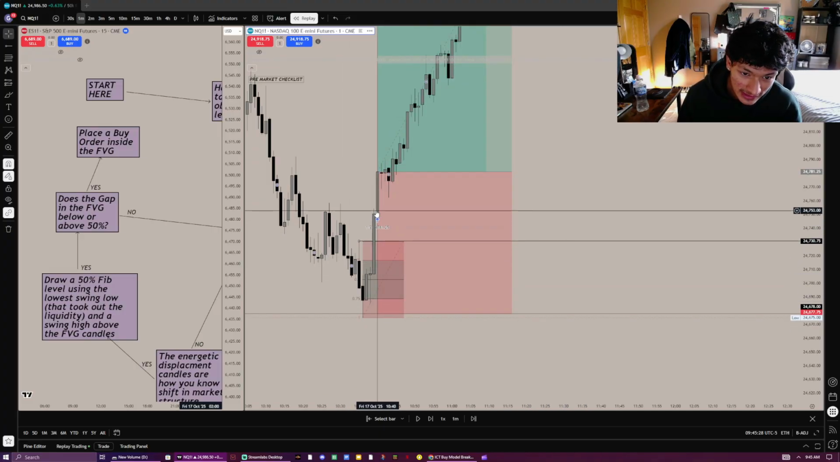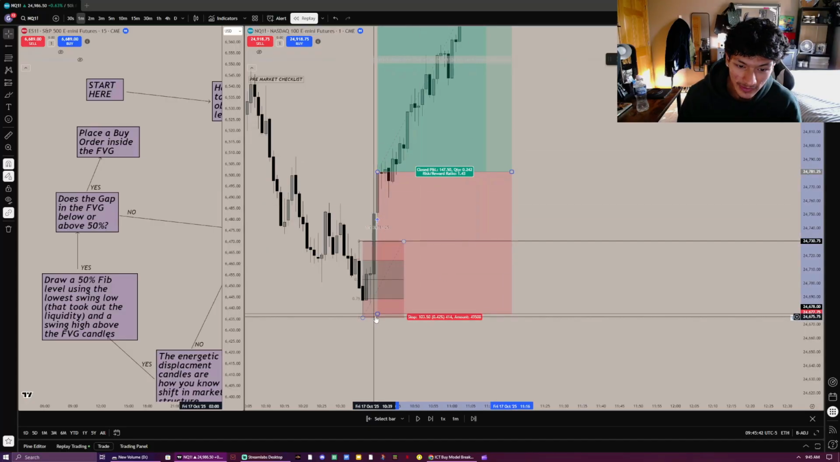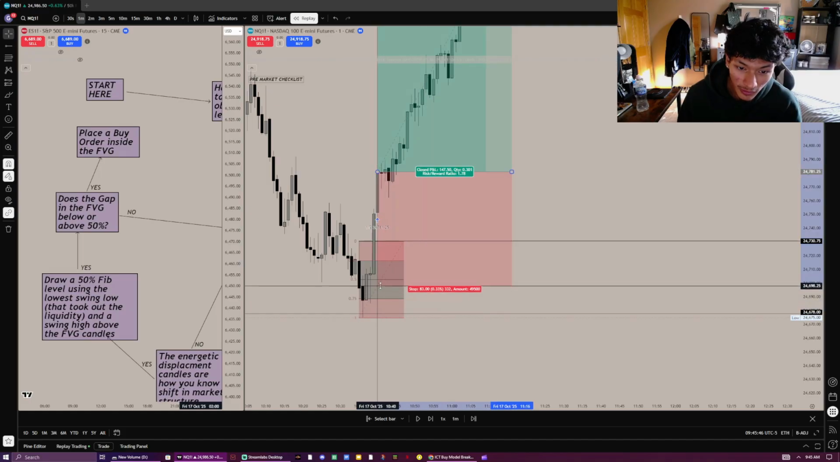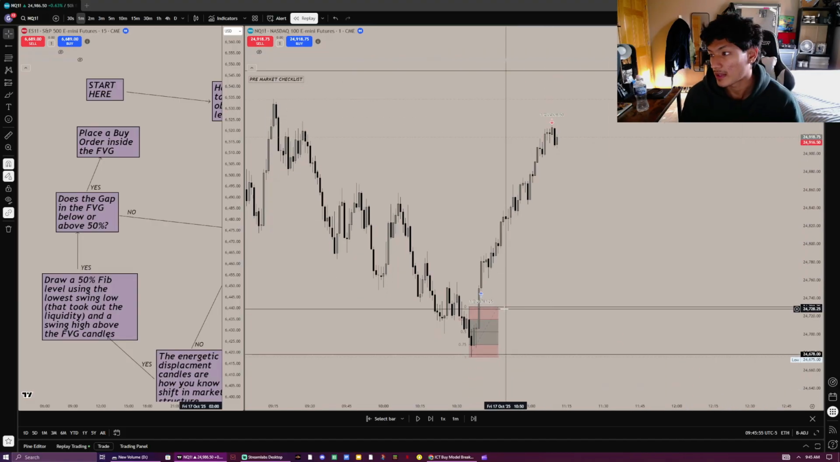It's displaced. It was energetic. It started the initial market shift. Now all you need is maybe the slightest pullback, but even then you can enter off the close of that candle and then set your stop loss, if you really want to be safe, to that swing low or to the bottom of the body of the candle that created the displacement. That's basically how the buy model works.